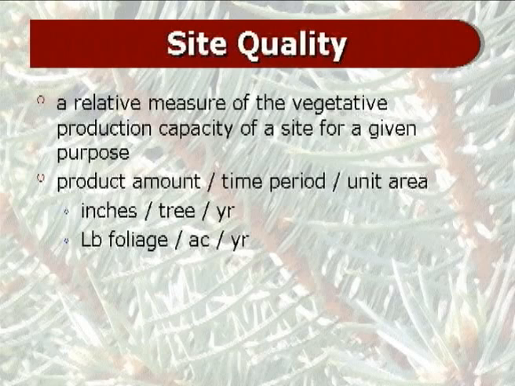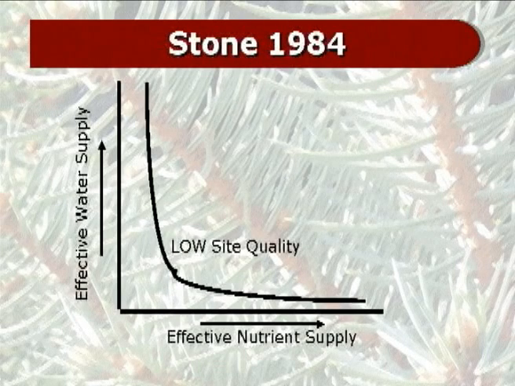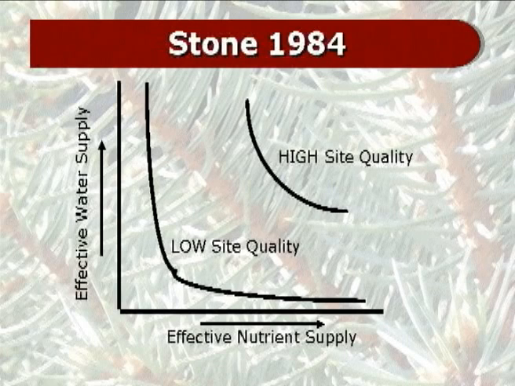That brings us to the concept of site quality. You can really think about site quality as a relative measure of the vegetative production capacity of a site for a given purpose. It consists of 3 components: product amount, time period, and unit area. For instance, the average diameter growth per tree over a field or an acre, or pounds of foliage in an acre in a year. Site quality is determined by the effective nutrient supply and effective water supply, schematically represented here in this graph by Dr. Earl Stone.